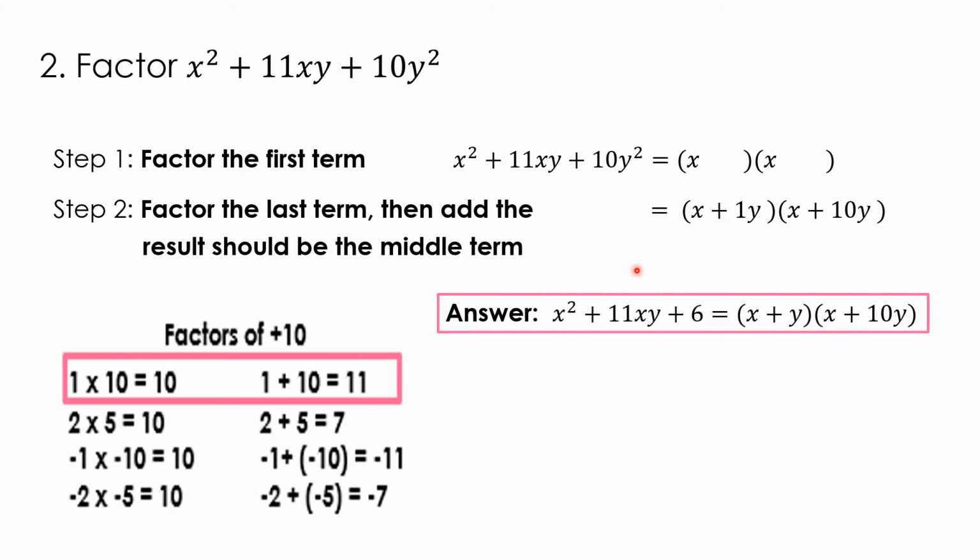We have now the factored form of x squared plus 11xy plus 6. I guess this is not plus 6, but this is 10y squared. So you change this into 10y squared, not 6. Equals, is just equal to the quantity of x plus y times the quantity of x plus 10y.